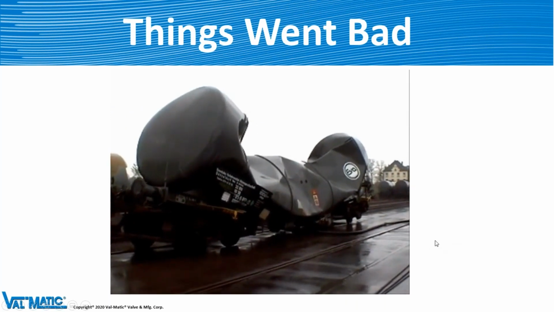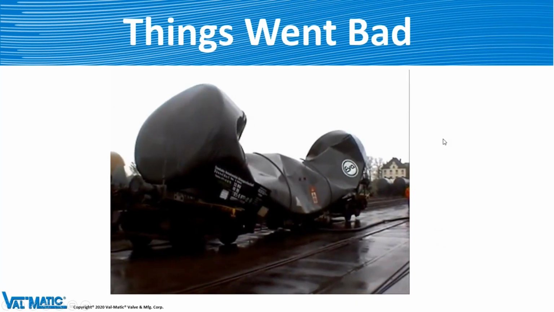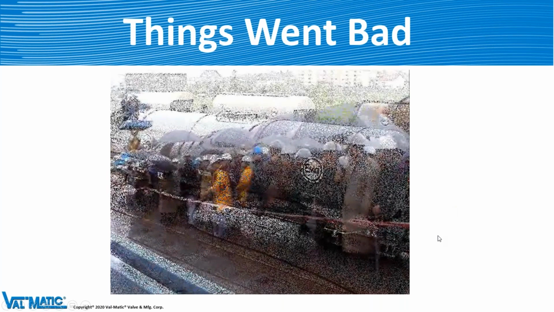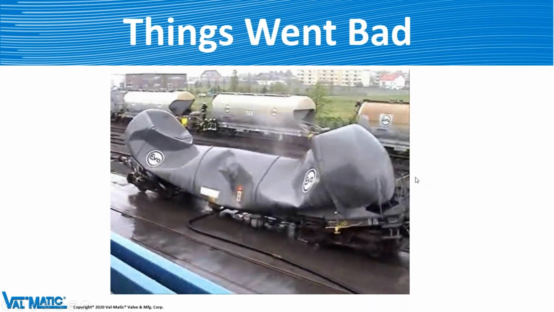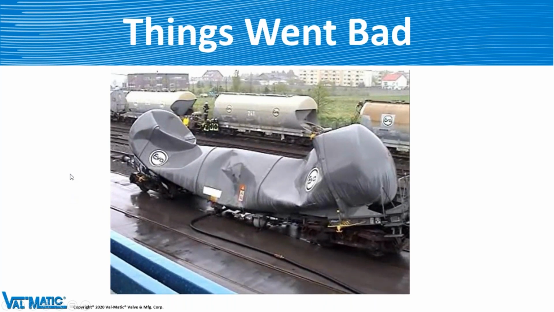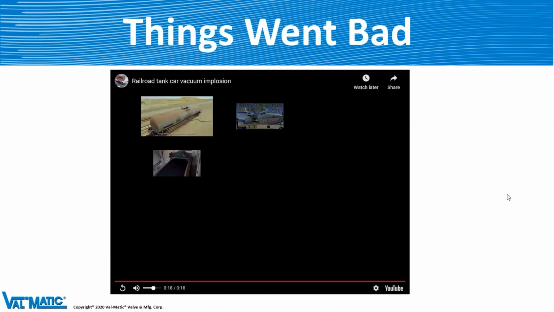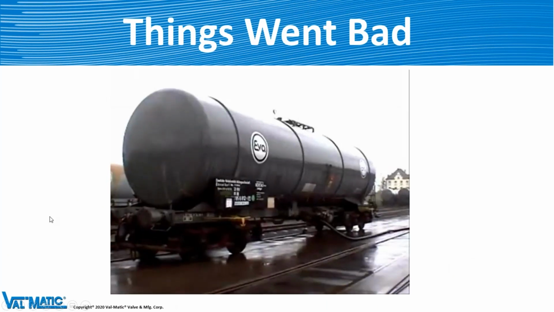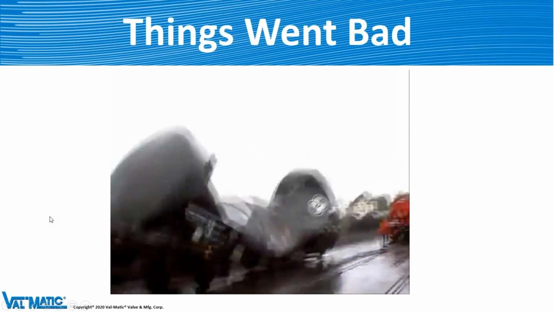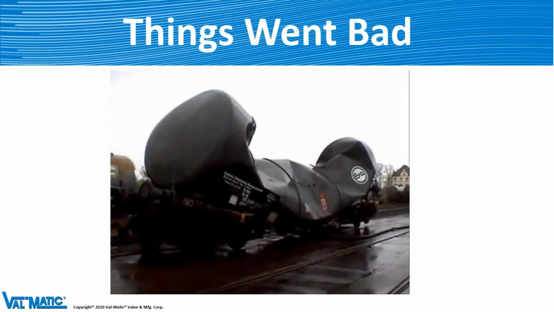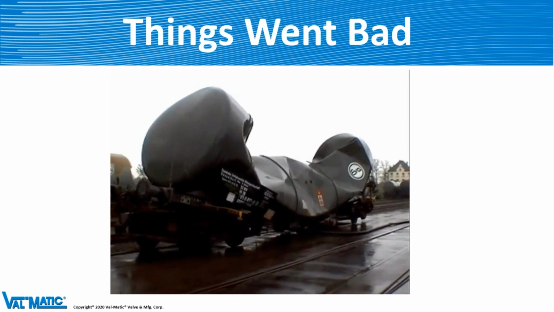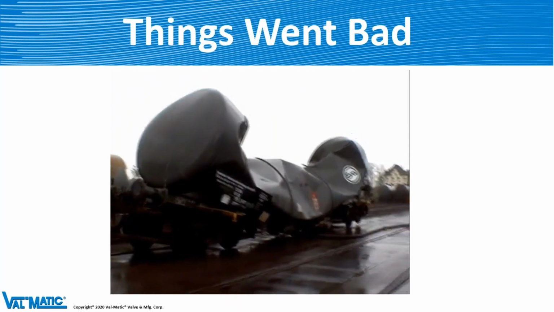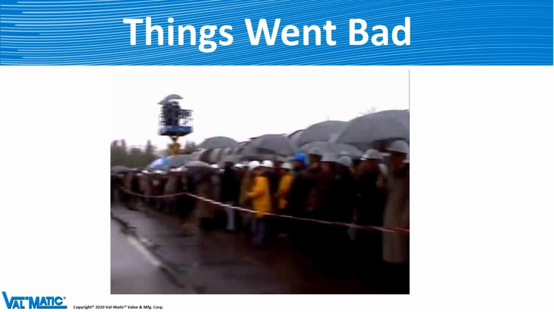This is what happens when you don't have an air vacuum valve. Every time I see that, I get a big smile on my face. So I'm going to roll it again just for the heck of it. What they were doing is draining this tank car, but they weren't allowing air to come back in, and it caused it to collapse.